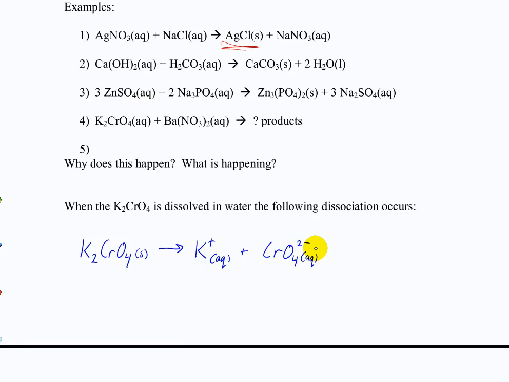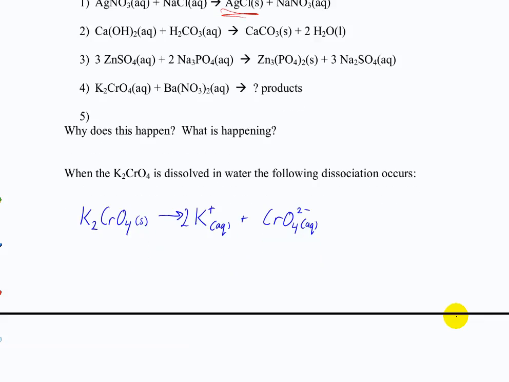Is that balanced? No, we need to have two, which makes sense because there were two of these that dissociated, so now you've got two of these and one of these. All right, so now these individual ions are floating around in solution.